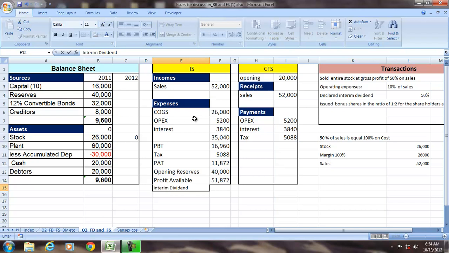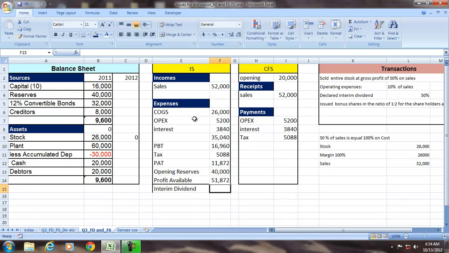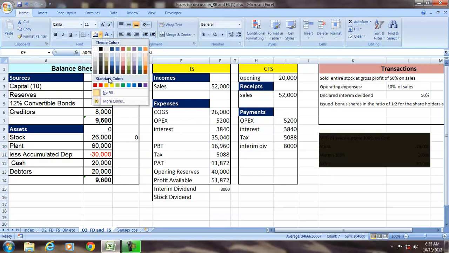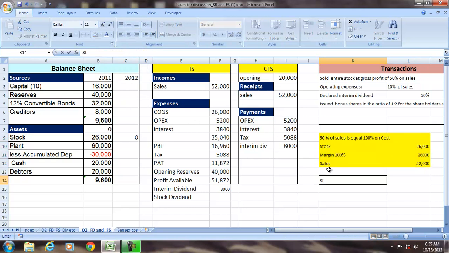Since no other expense is given, we have determined the profit and then give the interim dividend. So interim dividend is 50% of the capital. So 50%, 0.5, and let us assume that the interim dividend has been disbursed immediately. So the interim dividend is also a cash outflow. Then a bonus share or a stock dividend was also given. The stock dividend is distributed in the ratio of 1:2.